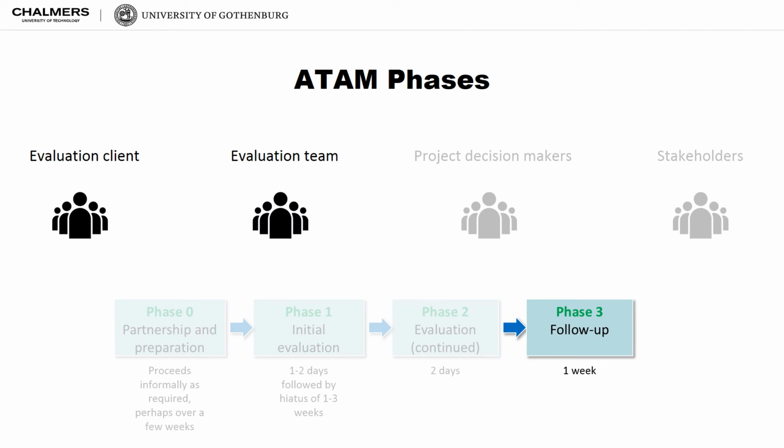Phase 3 is follow-up, in which the evaluation team produces and delivers a written final report. The essence of this phase, however, is team self-examination and improvement. During a post-mortem meeting, the team discusses what went well and what didn't.